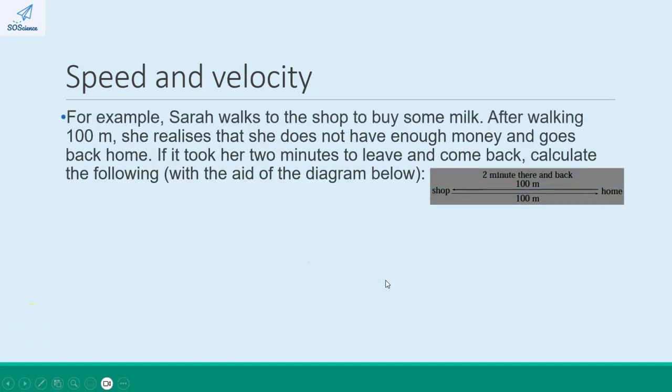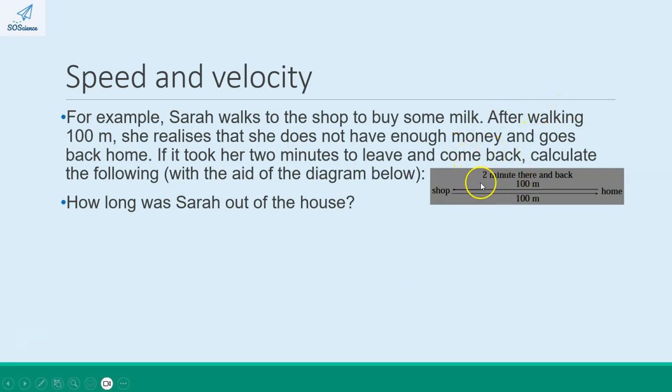Let's now take a look at how the two are different. So Sarah walks to the shops to buy some milk, and after walking 100 meters, she realizes that she doesn't have enough money, so she needs to go back home. Now, it took her 2 minutes to leave her house and then come back home. Calculate the following. So firstly, how long was Sarah out of the house?